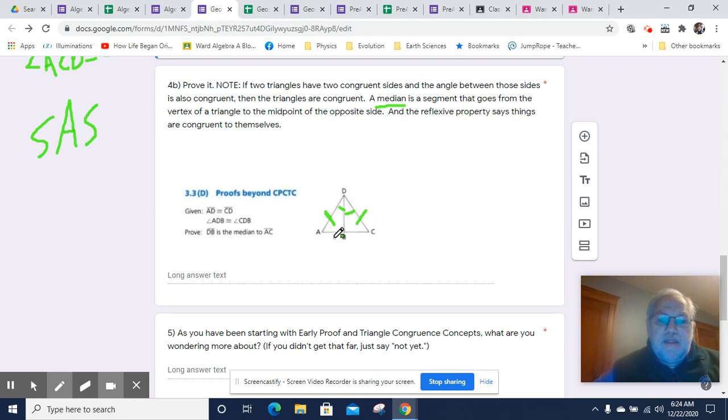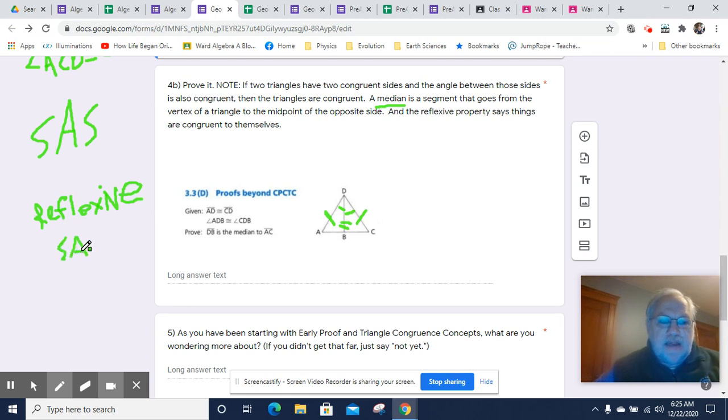To do that, we've got to prove that these two segments are congruent because we have to prove that B is the midpoint. We don't have any information about this angle or this angle. We know this side and this side are congruent. We know this angle is congruent to this angle. And here's the other piece we can get from the diagram: DB is congruent to itself. Once again, reflexive for the win. Things are congruent to themselves. So now we have side, angle, side.